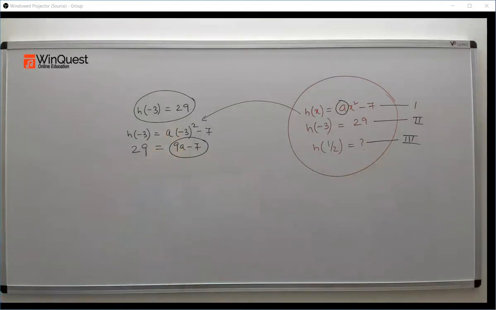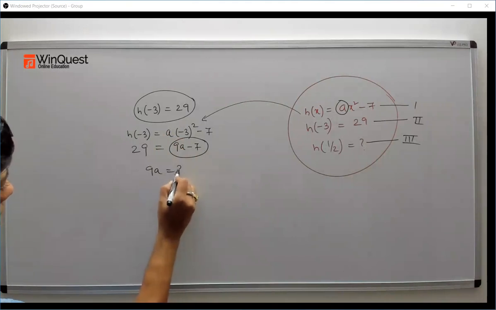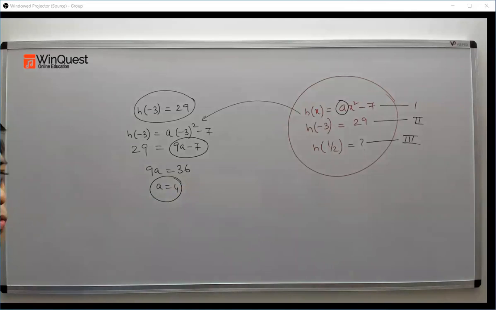So this is when 2 goes to 9a, which is going to be like 36. 9a equals 36, so a equals 4. So I got this constant value, a equals 4.